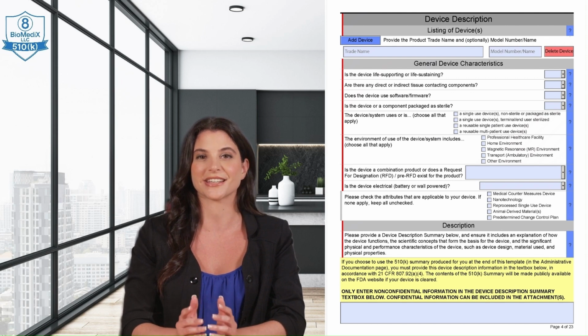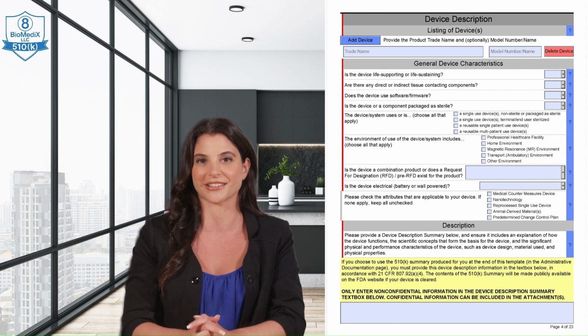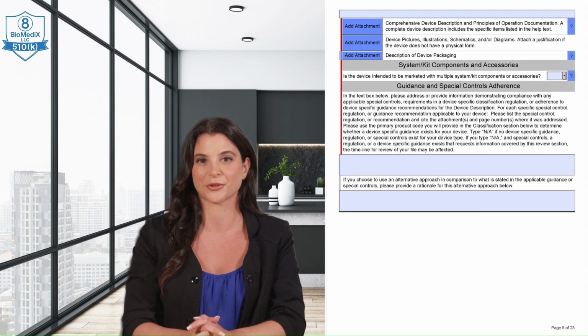Page 5, Detailed Description and Packaging. On page 5, you will attach comprehensive device description and principles of operation documentation. In addition to the written description, you'll also include device pictures, illustrations, schematics, and/or diagrams. Photos or illustrations should clearly identify all key components referenced in the narrative. Furthermore, you'll provide a description of device packaging.